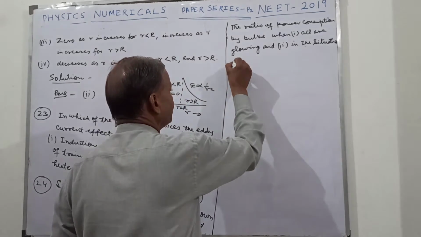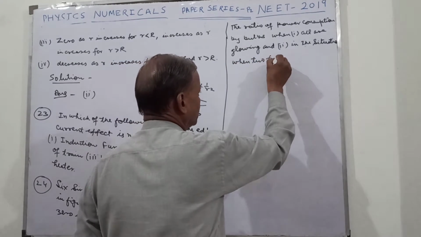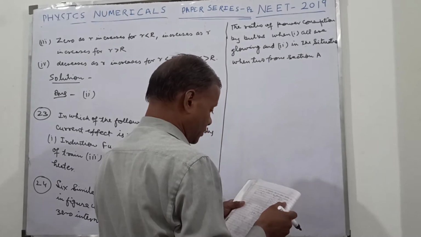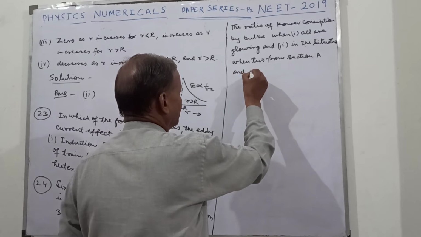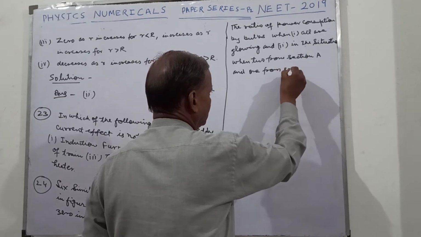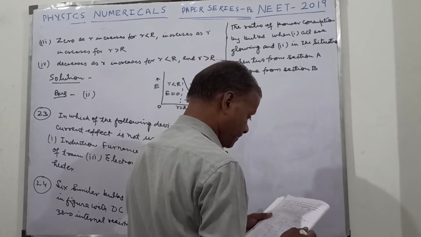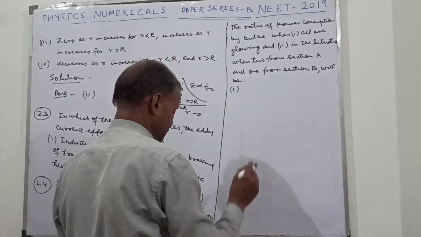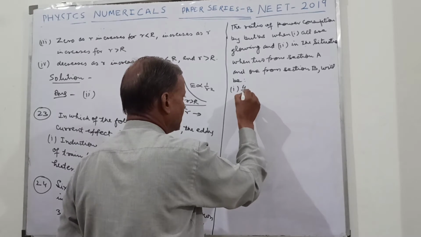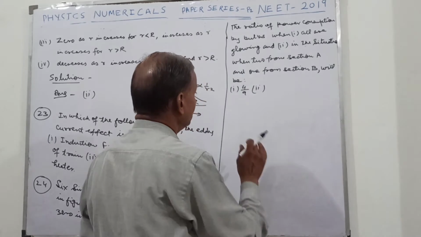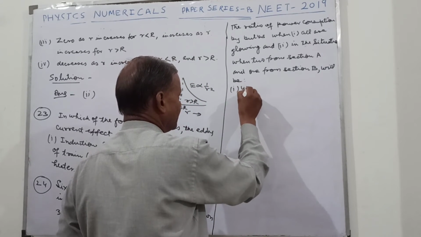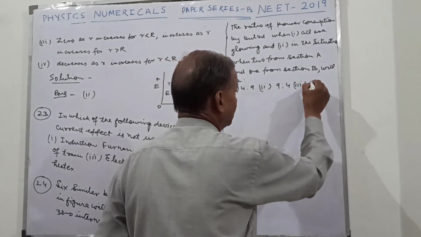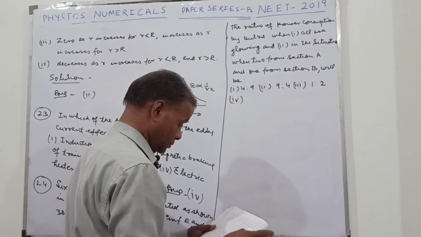Now the options. First is 4 by 9. Second, 9:4. Third, 1:2. And fourth, 2:1.